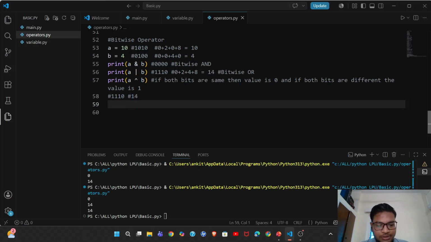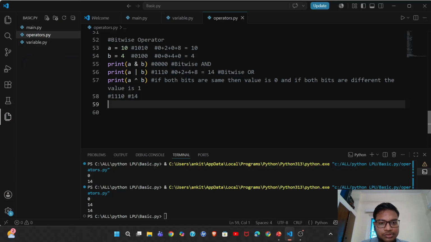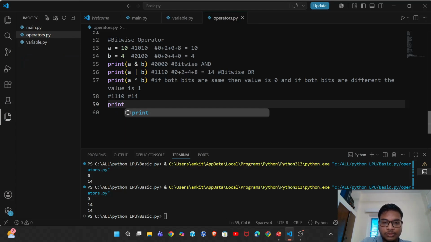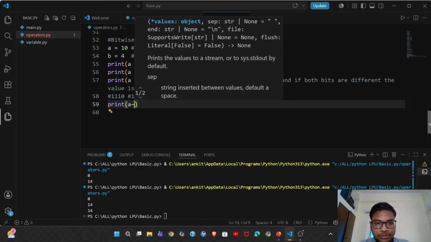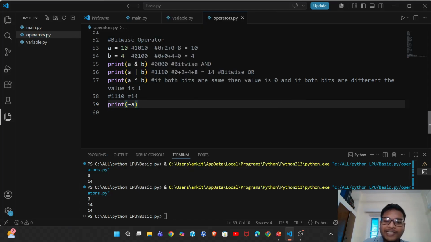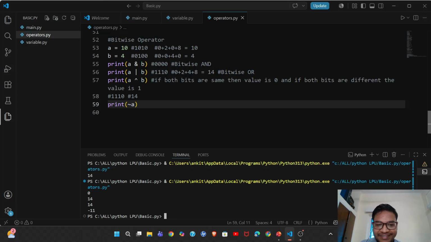So the next one is bitwise NOT. What do you mean by bitwise NOT? Like print not of A, that's the tilde of A. What do you think the answer is? Just see the output, then I will give you a clear example of this NOT. Okay, minus 11. A equal to 10, so minus 11. What does it mean? Why is it minus 11?